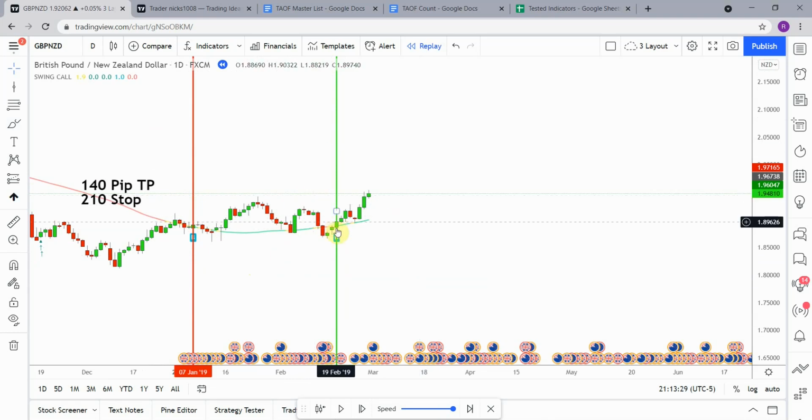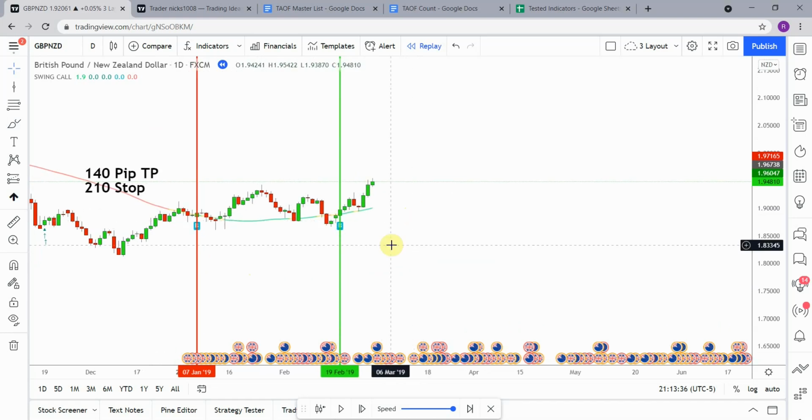And then we pick up another buy signal right here. That one, you can see, takes off to the upside pretty nicely, definitely getting us to take profit. Let's go ahead and continue on.